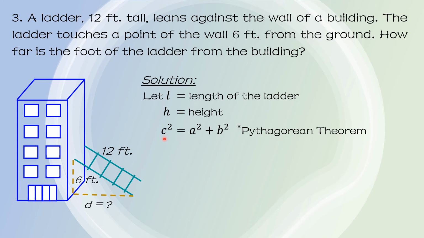Wherein yung c squared or yung c, iyon yung paslant or yung tinatawag nating hypotenuse. So, i-assume natin or ilagay natin yon as the length of the ladder. And then yung a squared po, iyon po yung shorter leg ng right triangle which is yung height. And then yung b squared, iyon yung longer leg sa right triangle which is yung hinahanap nating distance.